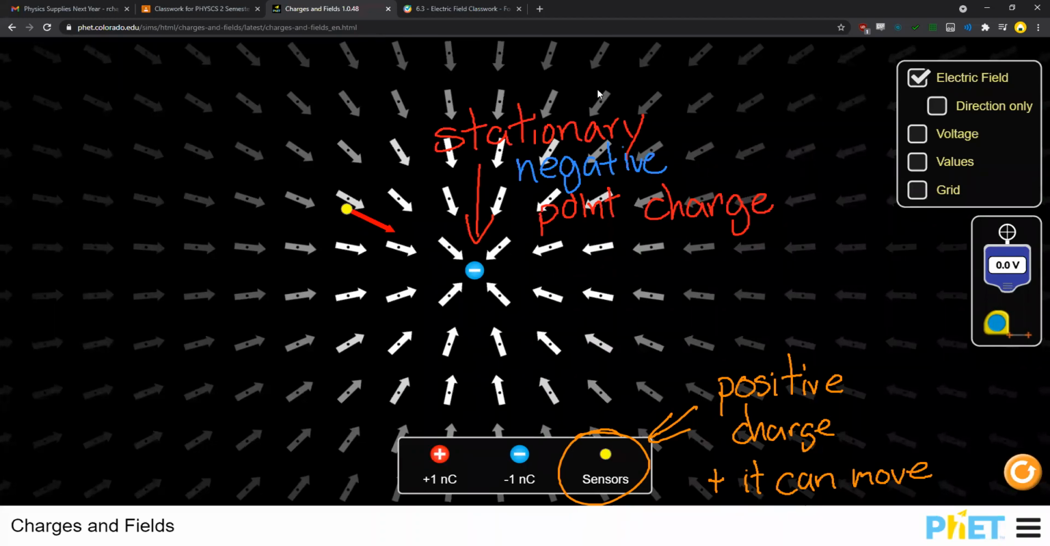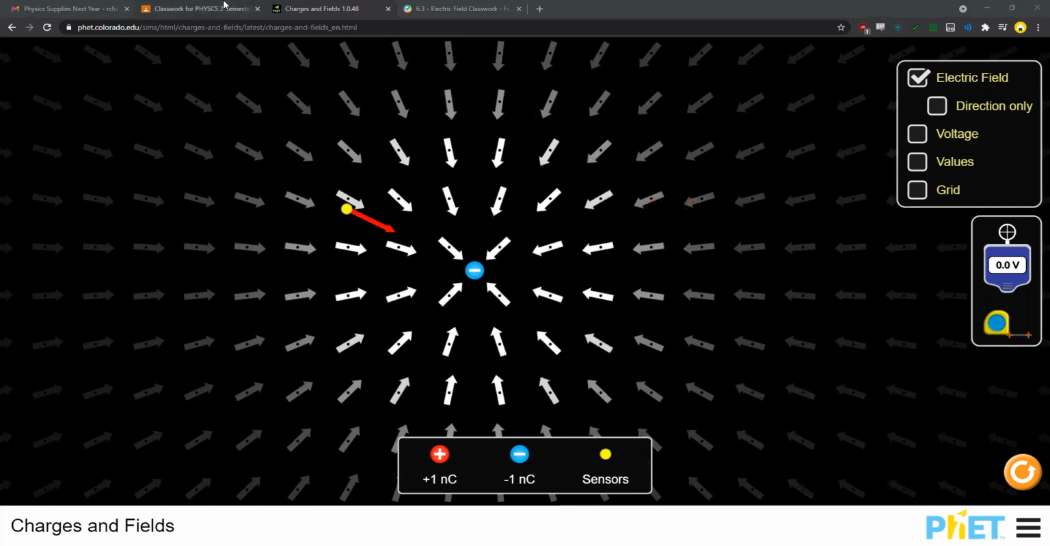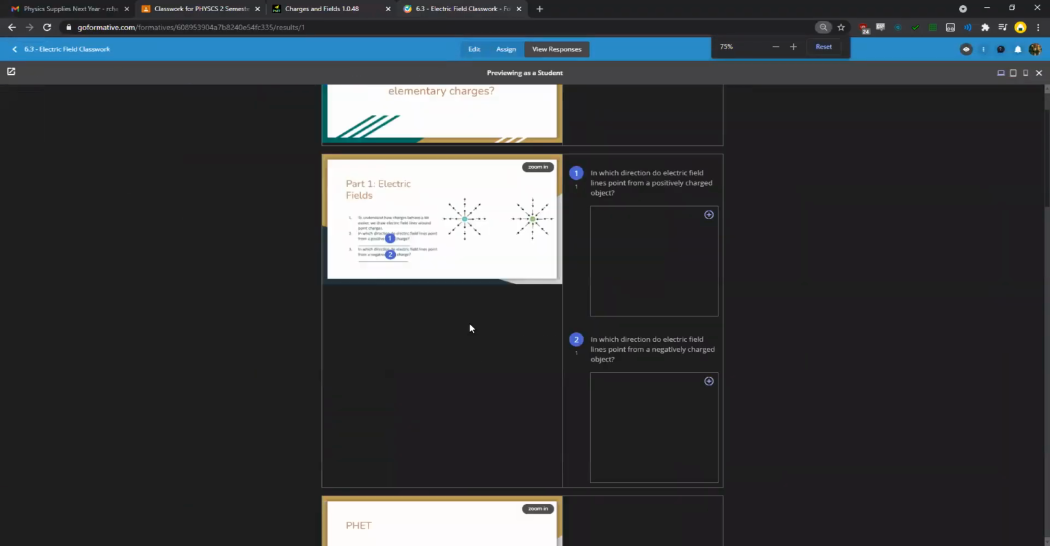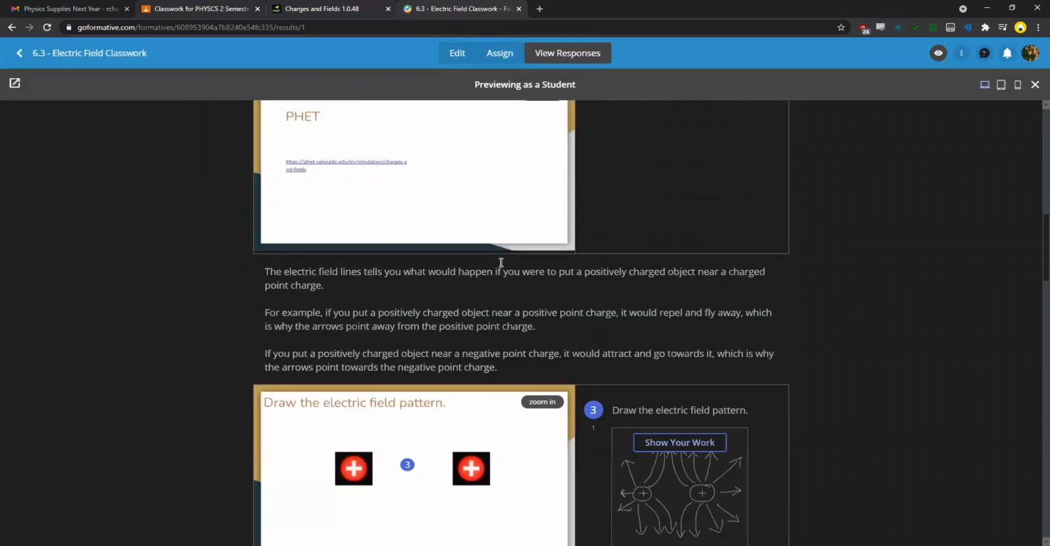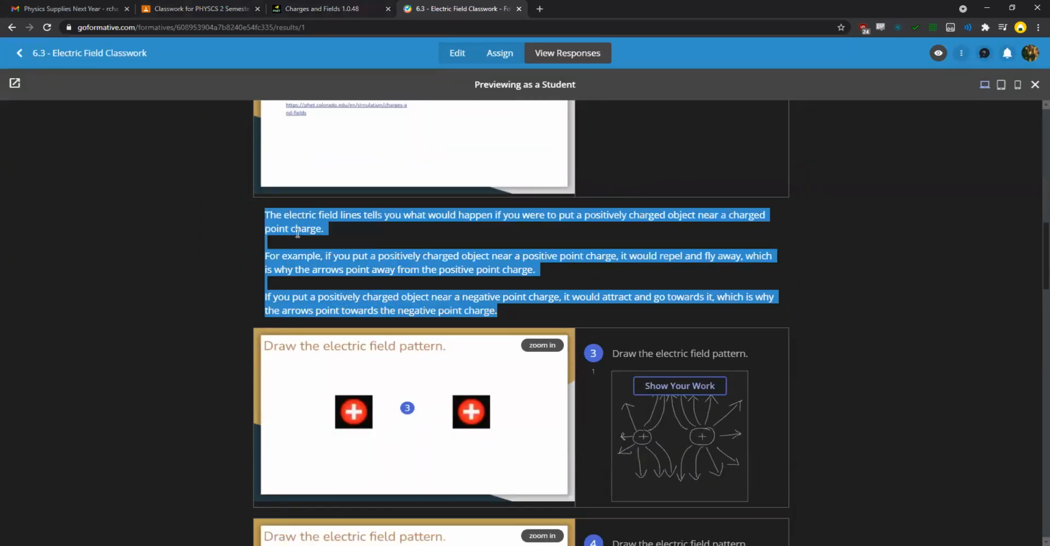Because we're always going to assume that this charge is positive. What would happen if we were to put a positive charge anywhere near this charge in the middle? And I summarize it over here. What's happening? Okay. And I summarize it over here in the Go formative.